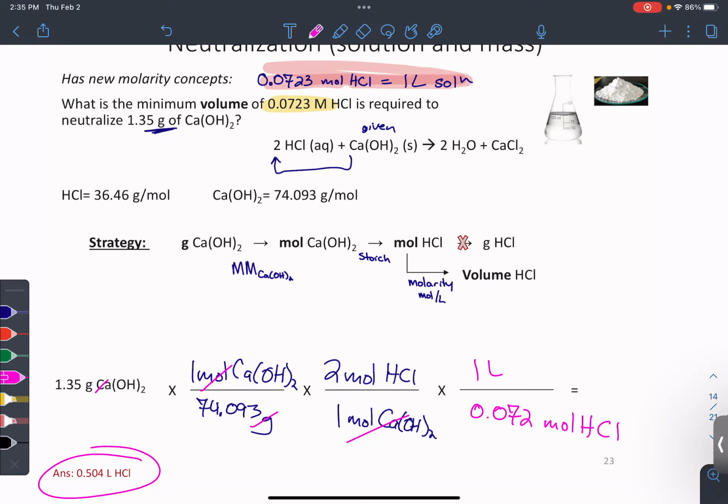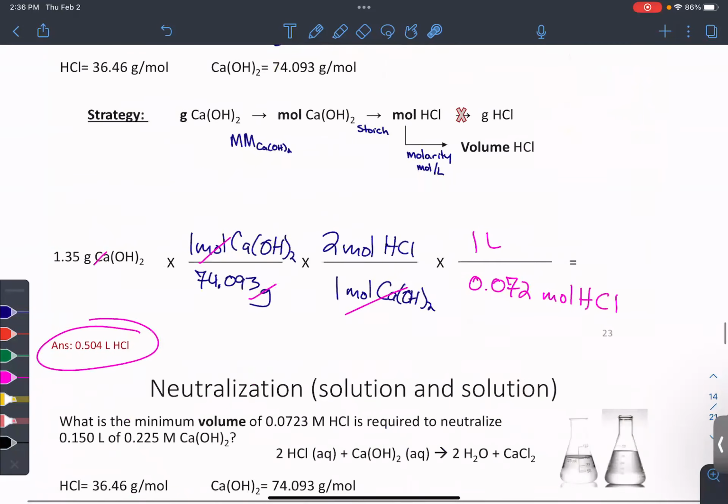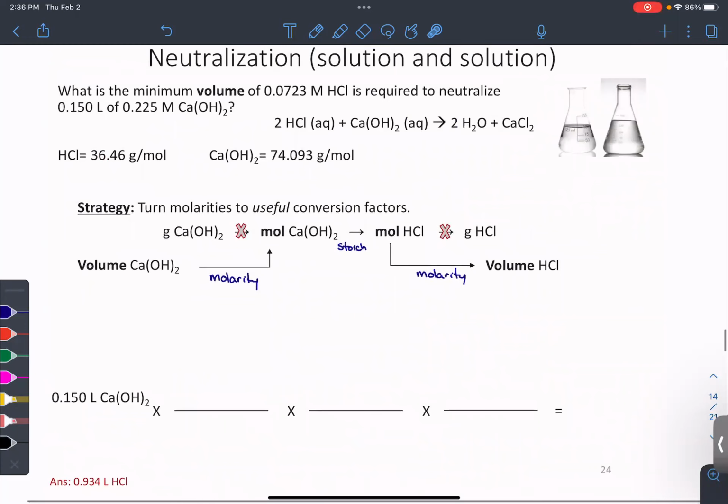All right, so we used molar mass like normal because we started with a gram amount of substance. We still needed to apply stoichiometry, the balanced chemical equation, and then in this last step, we used molarity to get a volume of a solution because we're working with a solution and a solid here. All right, so do you see where we're going now? What do you think the next one is?